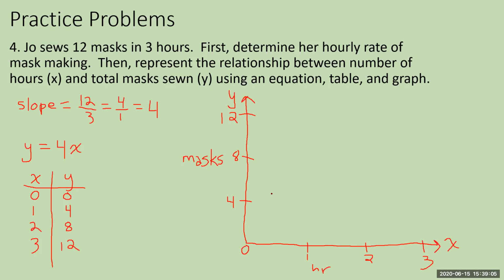Okay, and now I'm going to put my points on my graph. So I've got a point at 0, 0. Got a point at 1, 4. Got a point at 2, 8. And 3, 12. So this is roughly a straight line. I'm going to connect them. And there's my graph.